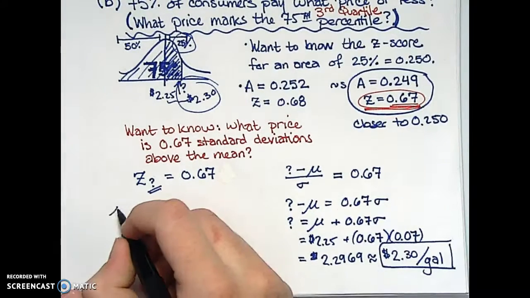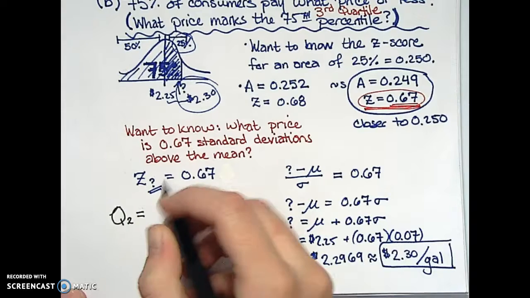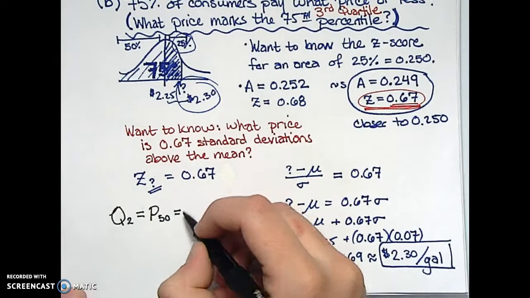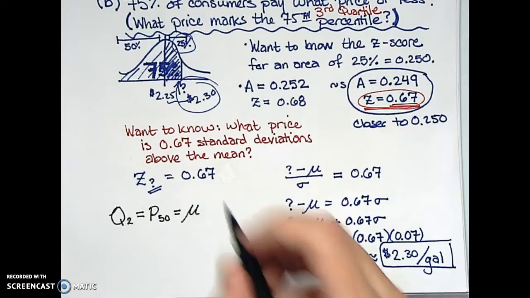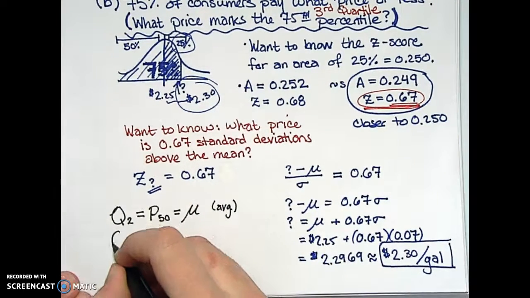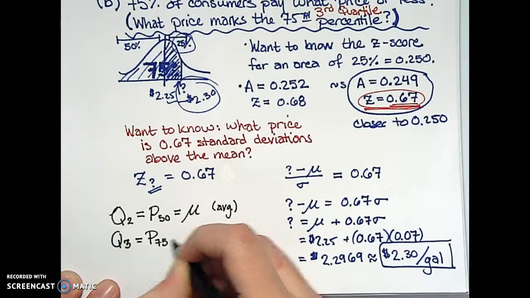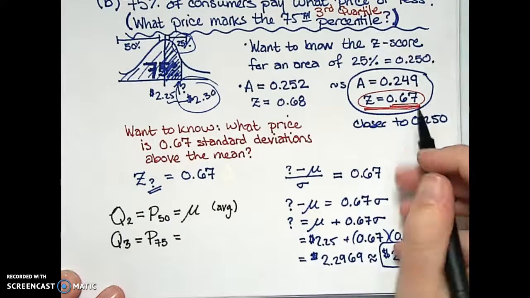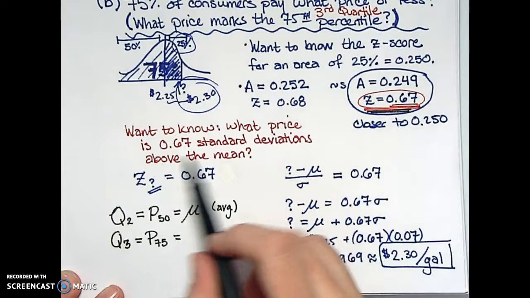In general, you can use the following formulas to identify the quartiles. Recall that the second quartile is really the 50th percentile. Well, that's going to be given by your average price, or your average height, your average weight. That's given by the average. As we saw in the second part to this problem, part B, to identify the third quartile is the same thing as identifying the 75th percentile, and that price, or height, weight, whatever, will be 0.67 standard deviations above the mean.